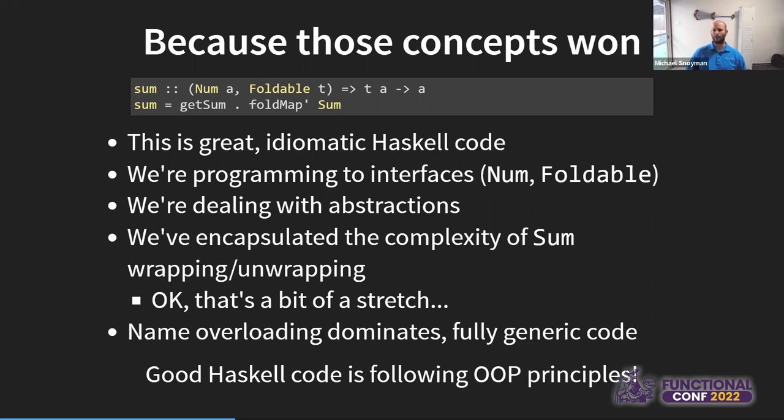Let's talk about what this code is doing. It is programming to interfaces. That sounds a lot like OOP, doesn't it? Num and Foldable are both interfaces. Nowhere in here did I say anything about lists, ints, doubles, or anything else. We're dealing with abstractions. The concept of a monoid, the concept of sum, these are much more abstract. They're great abstractions. They work all over the place. You can write really interesting code as a result of these abstractions.